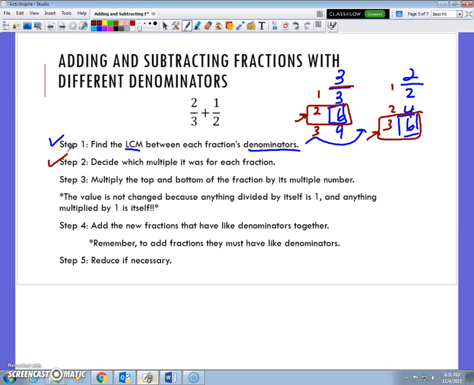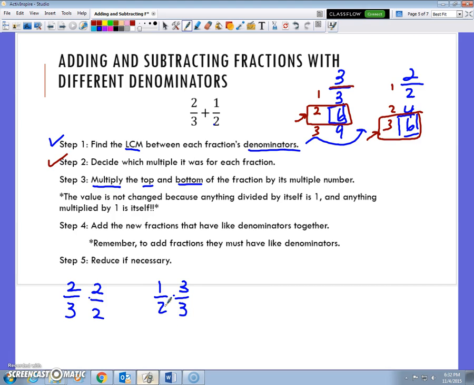What I'm going to do with that information is multiply the top and bottom of the fraction by its multiple number. I'm going to look at this first fraction, and write it down here so I have plenty of room: 2/3. I'm going to multiply the top and bottom by its multiple number. Because I'm talking about 3, I'm looking at the multiple number of 2. So I'm going to multiply it by 2/2. And I'm going to do it with the second fraction as well, 1/2. I'm going to multiply by 3/3.